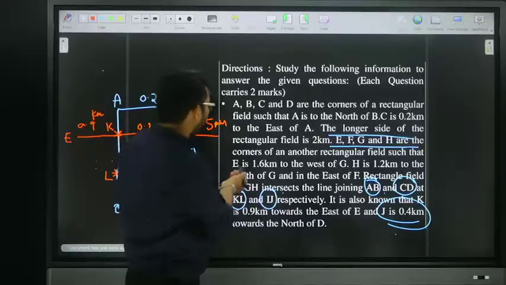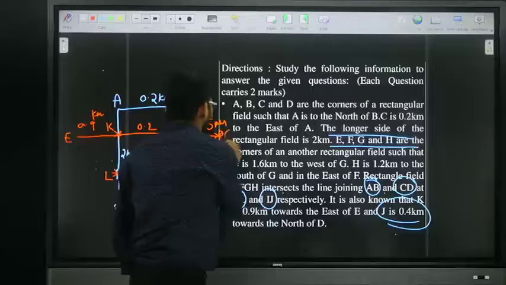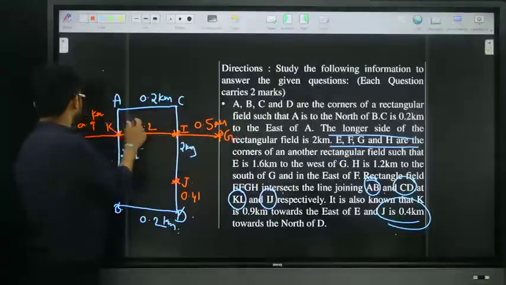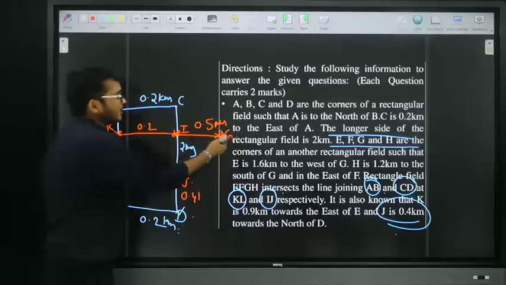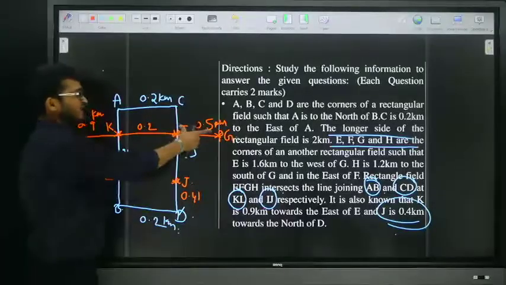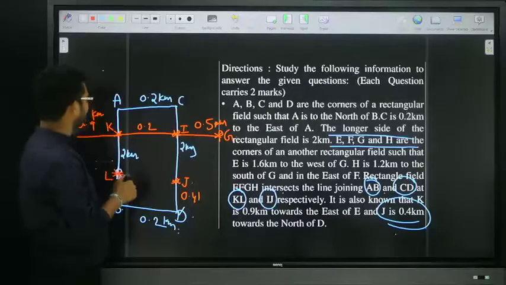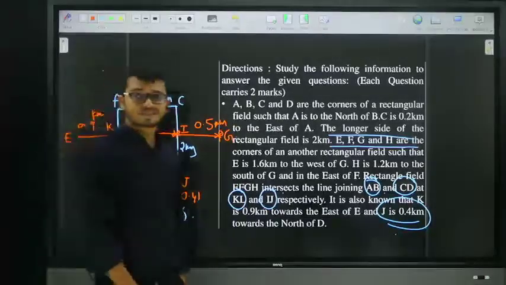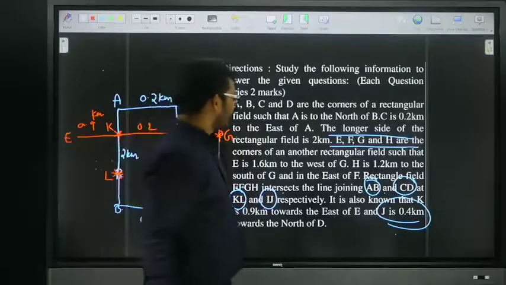Point E is 1.6 kilometer west of G. Then this one is what? Rectangle G. Now take this G. Now see, our requirement is what? Point E is 1.6 kilometer west of G. Friends, see here, 0.5. Next, this total is what? 0.2. Total is 0.7. 0.7 plus 0.9, total is 1.6. Yes. Next, leave it.